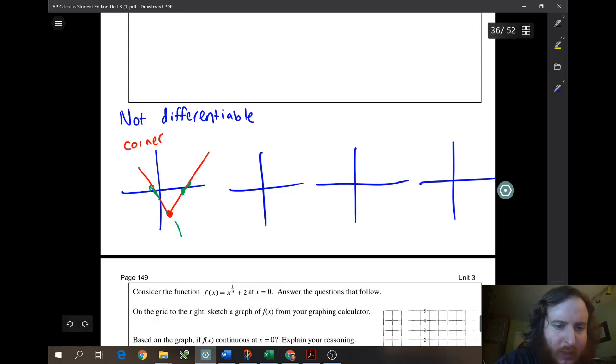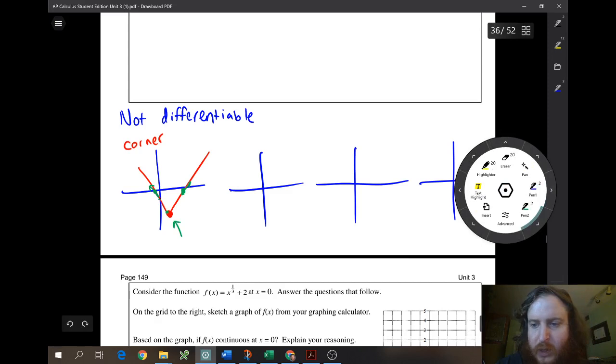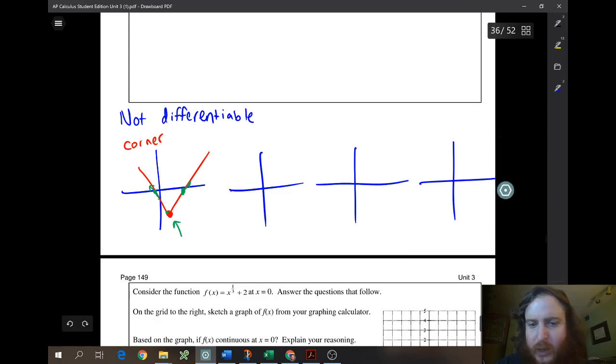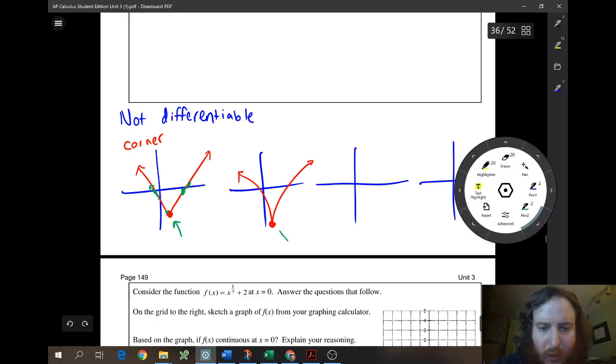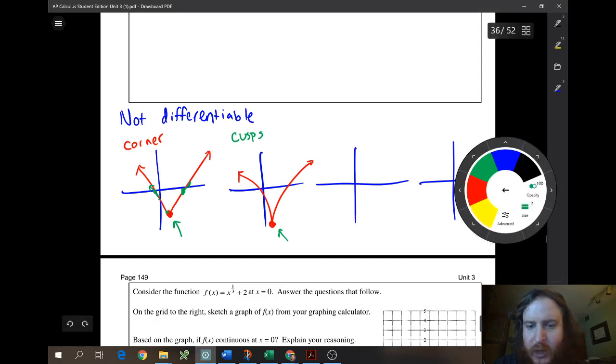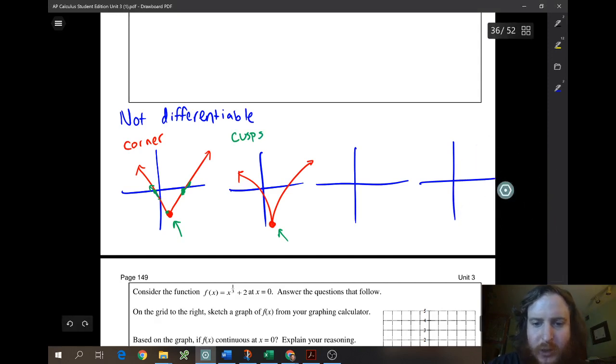Our next case is going to be a cusp. What a cusp looks like is a corner that is curved. We always want to have arrows on these, by the way. At that point, the same exact thing happens, where we're not going to be differentiable at the cusp. Some textbooks will combine corners and cusps. They're very similar.